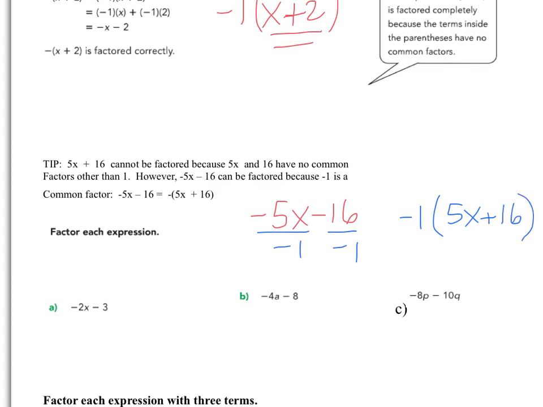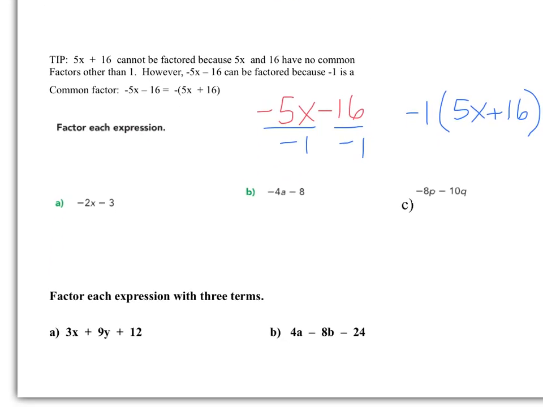So if that's easier for you to do it that way like we did yesterday, you're welcome to do that as well. Okay, so let's go down to this one. Negative 2x and negative 3. They both contain a negative, so we're going to take out a negative 1. So again, if you want to show that, dividing them both by negative 1, you're welcome to do that. Okay, so now we take out a negative 1. Negative 2x divided by negative 1 is 2x. Negative 3 divided by negative 1 is positive 3.